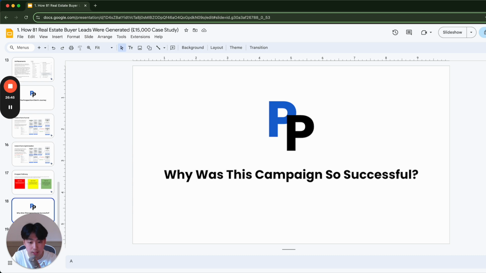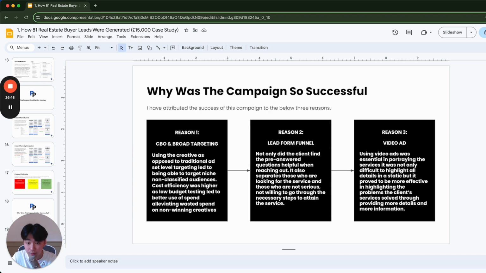So why was this campaign so successful? I've attributed the success of this campaign to the below 3 reasons. First, CBO and broad targeting. So using the creative as opposed to traditional ad set level targeting led to being able to target niche, non-classified audiences. Cost efficiency was higher as low budget testing led to better use of spend, alleviated wasted spend on non-winning creatives.